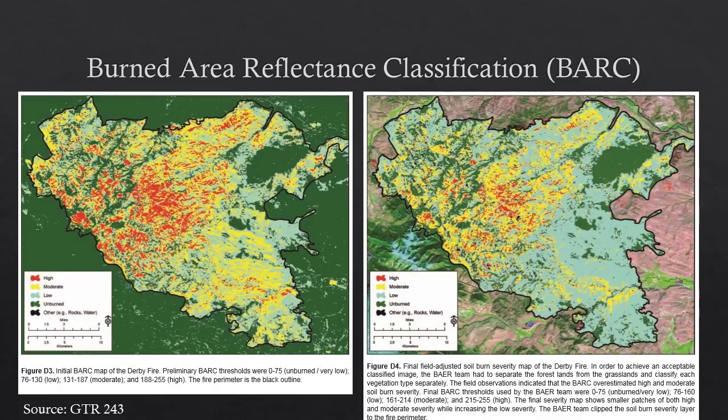Using dNBR calculations, an initial BARC map is created. This will give the BAER team a starting place when deciding where to focus attention on data collection and initial post-fire mitigation. This initial BARC map uses general breakpoints for fire severity categories, and just as vegetation changes from place to place, so does vegetation response. It is therefore crucial for the accuracy of the post-fire map that field validation points be collected and used to calibrate the BARC map.